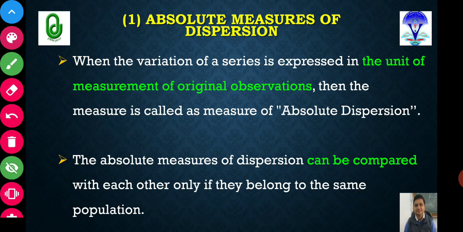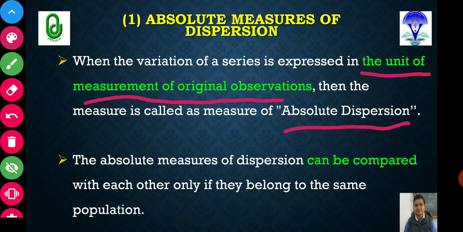The first one is absolute measures of dispersion. When the variation of a series is expressed in the unit of measurement of the original observation, then such a measure is known as an absolute measure of dispersion. That means the variation is expressed in the same unit as we were measuring the observation.